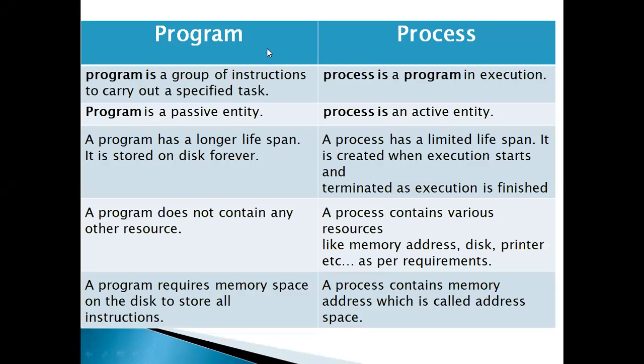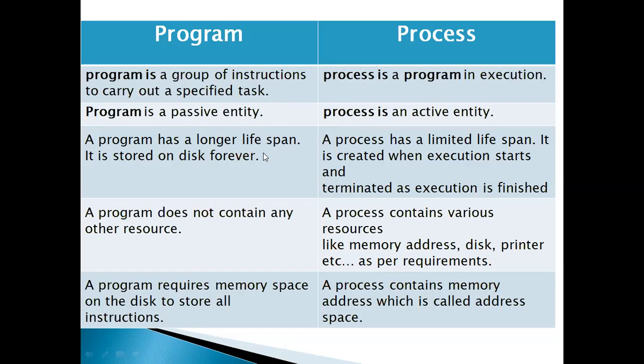A program is defined as a set of instructions which are used to carry out a specific task, whereas a process is also a program which is under execution. A program is called a passive entity, and a process is called an active entity because while running it will be requesting some resources, it will be requesting the CPU, etc. A program has a longer lifespan.